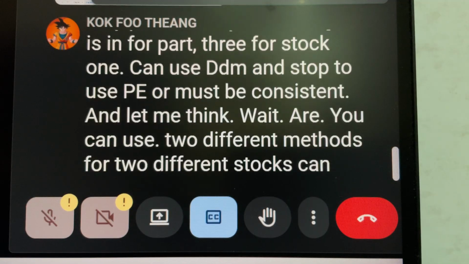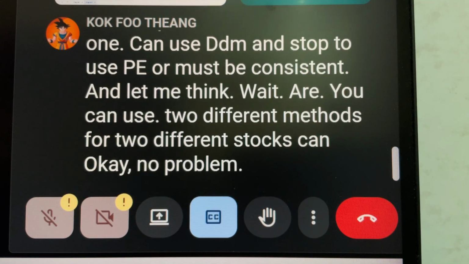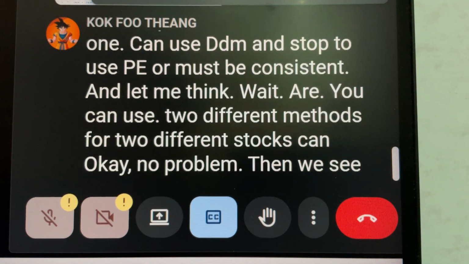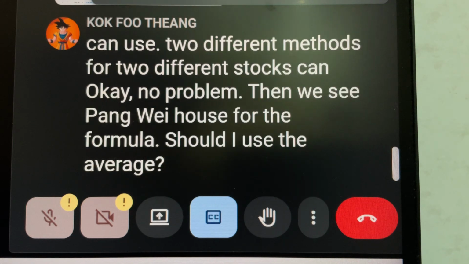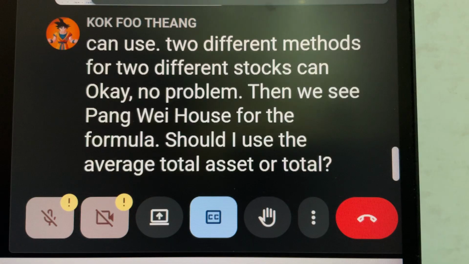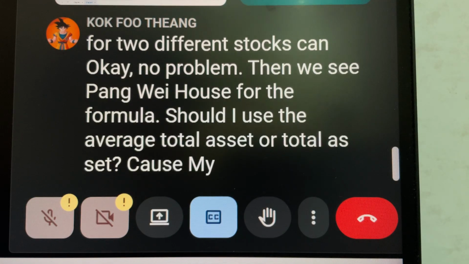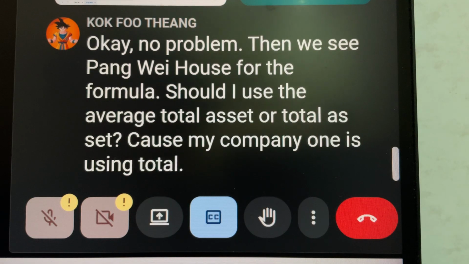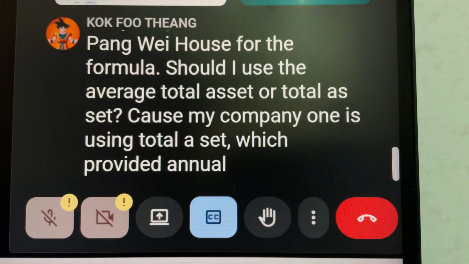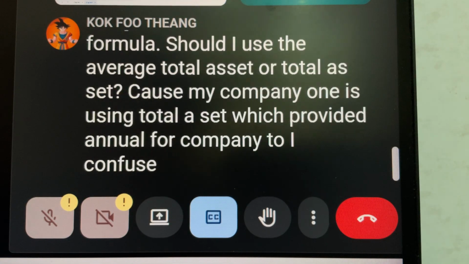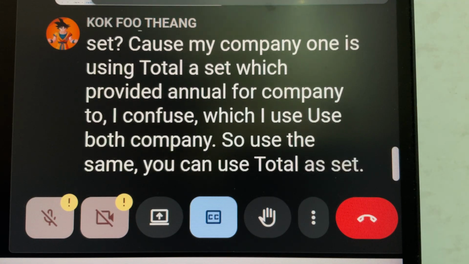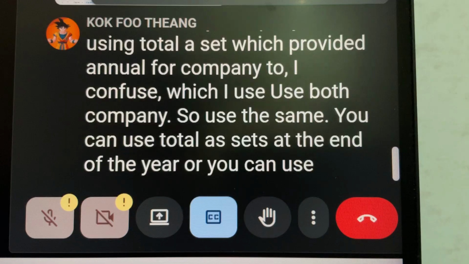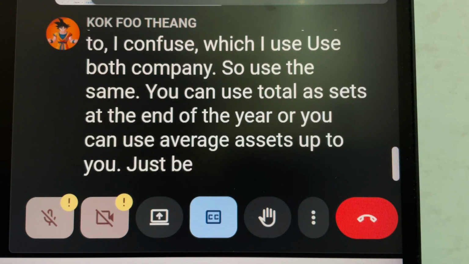Can. Okay, no problem. Then Pang Wei Hao asks: sir, for the formula, should I use the average total assets or total assets? My company 1 is using total assets, which is provided in the annual report. For company 2, I'm confused which I should use. Both companies should use the same. You can use total assets at the end of the year, or you can use the average assets. Up to you. Just be consistent.